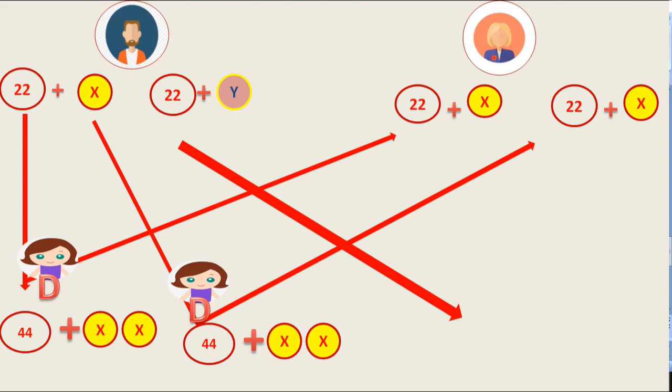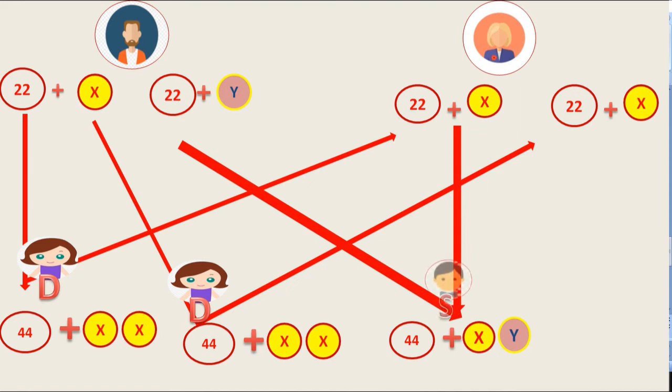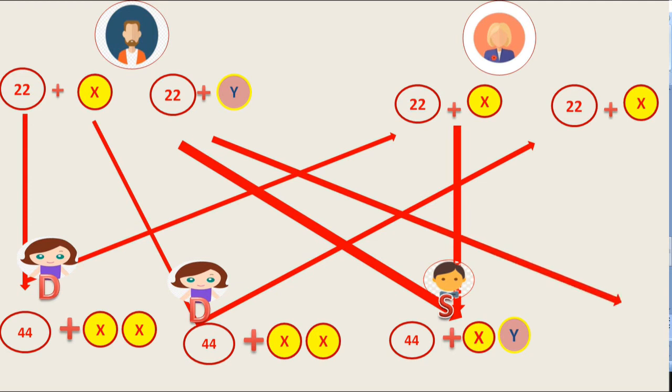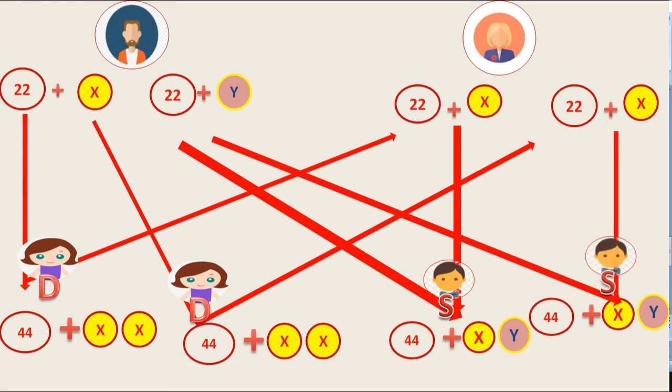Similarly, fertilization of the 22 plus Y gamete of the male with the 22 plus X gamete of the female gives an offspring having chromosomes 44 plus XY, which is a son child. In the same way, the male gamete having 22 plus Y fused with the female gamete having 22 plus X gives an offspring 44 plus XY, that is, a son child. In this way, there is equal probability of getting a male child and a female child. Here two daughter children are produced and a possibility of two son children. There is equal possibility, 50%, of having a male or female child.